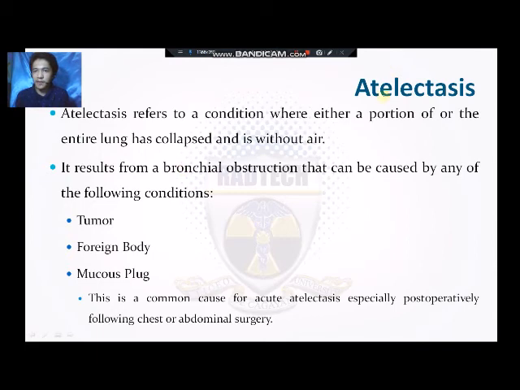Okay, so next we have atelectasis. Atelectasis refers to a condition where either a portion of or the entire lung has collapsed. Okay, so that means the atelectasis refers to the collapse of the lungs. So basically, diba, if ever na ay collapse sa lungs, it could be nga only part of the lung, isa lang ka lobe sa lung, isa lang ka segment sa lobe sa atong lung, or it could be the whole of the lungs that has collapsed.